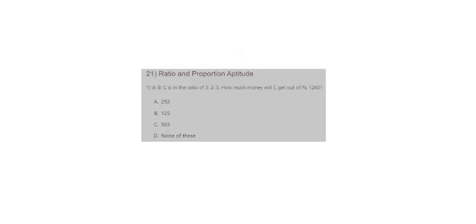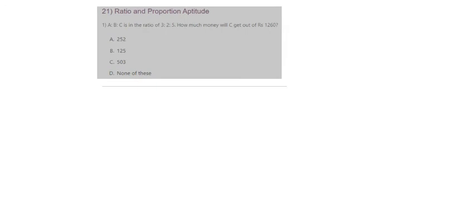Okay, so next is your ratio and proportion. Let's see how to solve this ratio and proportion too. This is also most important. They'll ask in most cases: A is to B is to C is in ratio 2 is to 3 is to 5. Now, how much money will C get out of 1260? So let's go directly to C. I'm not bothering about A, B.